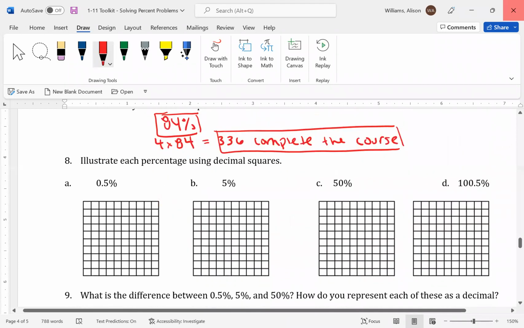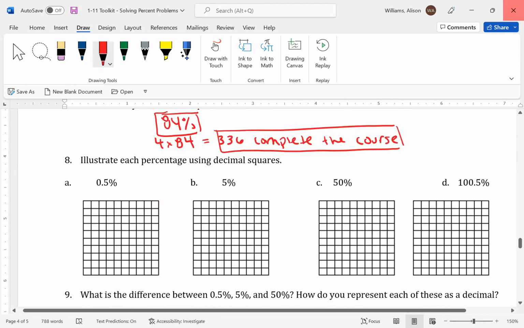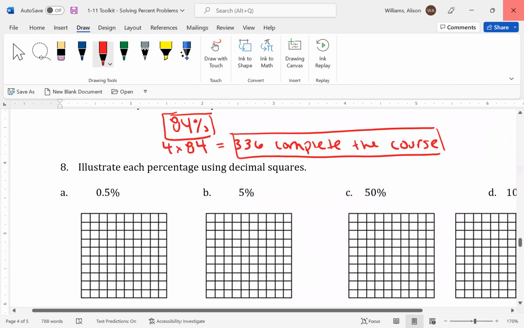Okay, so then they ask us to do some illustrating using these decimal squares, which are also called percentage boxes. Okay, so 0.5% would be half of a box. Now I'm going to have to definitely zoom in for this. So half a box. I'm going to cut it in half like a diagonal because I'm hoping that'll be a little bit easier for me. Boom. There's 0.5%, half that first square.